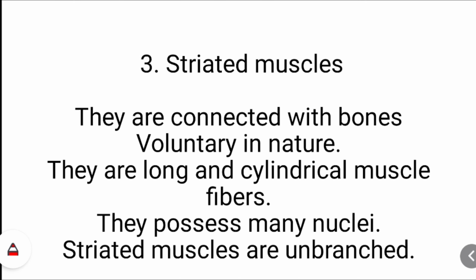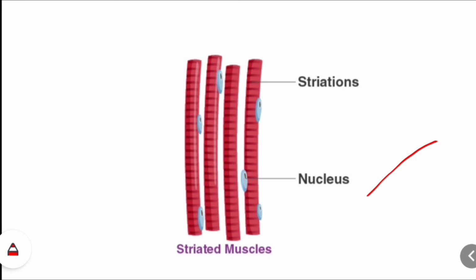Next, third, striated muscle. They are connected with bone, voluntary in nature. They are long and cylindrical muscle fibers. They possess many nuclei. Striated muscles are unbranched.